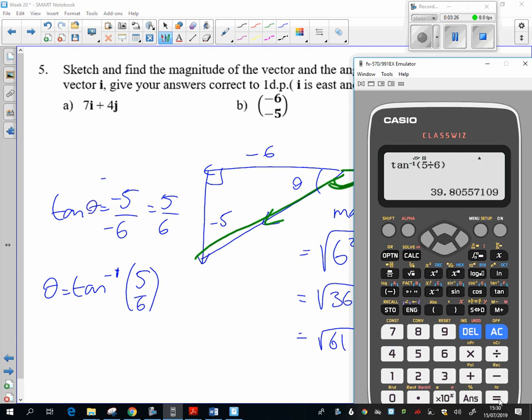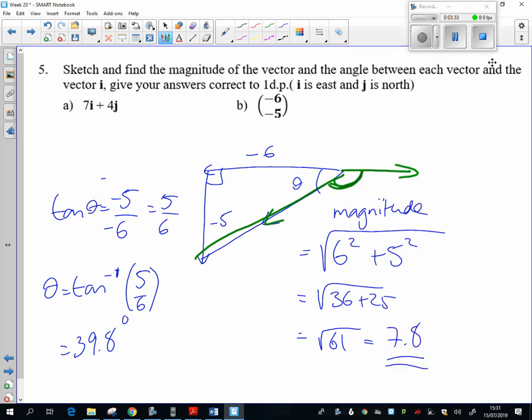Okay, so that's 39.8 degrees. So if that angle there is 39.8, this angle that I'm actually after is going to be 180 minus 39.8 degrees. So that's the magnitude, and the angle with the i vector is going to be 140.2 degrees.